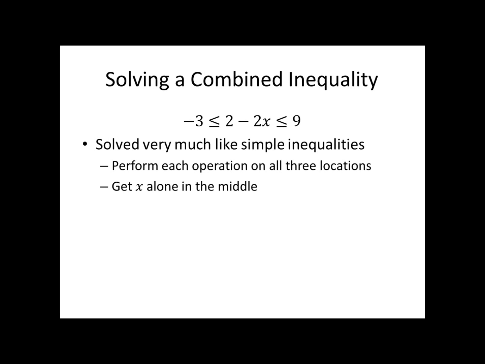Now let's take a look at how to solve a combined inequality. A combined inequality has three parts: a left, a right, a middle. Normally it's set up so that the smallest number is on the left, then the middle, and then the biggest number is on the right. Again, we're going to solve this like we would a simple inequality or an equation. We're going to add or subtract, multiply or divide to remove numbers and get the variable alone. Specifically, we want that variable x in the middle.